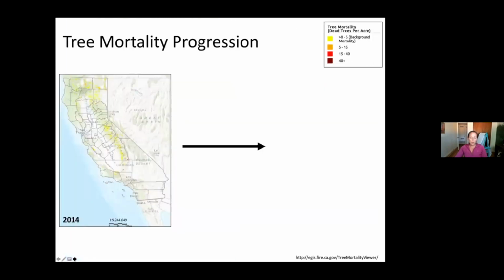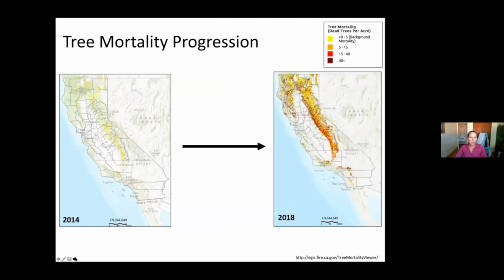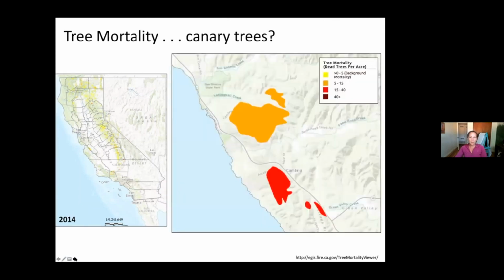This tree mortality progression really started in 2014, as I mentioned, but what you can see in this map, also from the tree mortality viewer, is that it was primarily background mortality. You do see a few scattered patches that are at higher numbers. And what I really want to focus on is how this has changed over time and where we started to see the first insight into some of this mortality.